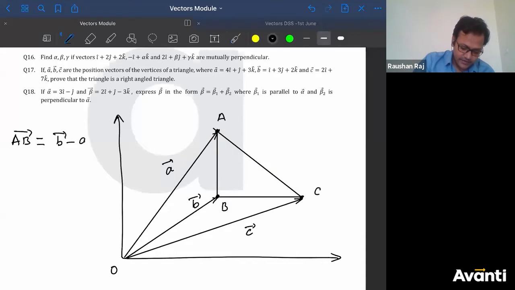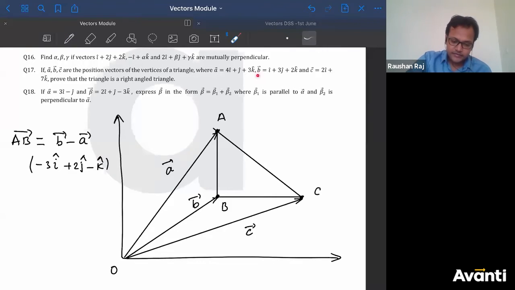Now, let us say we find AB. तो AB क्या लिखेंगे? Vector B minus vector A. तो करके देख लो. This is vector B, this is vector A. So 1 minus 4, minus 3 i cap; 3 minus 1, 2 j cap; 2 minus 3, minus 1 k cap. Got it?